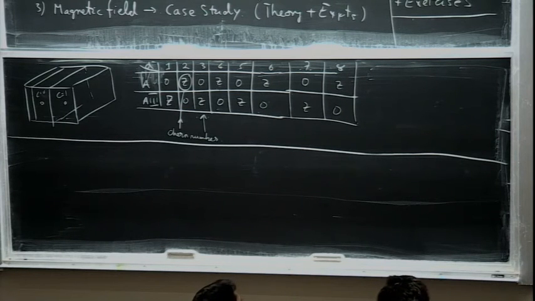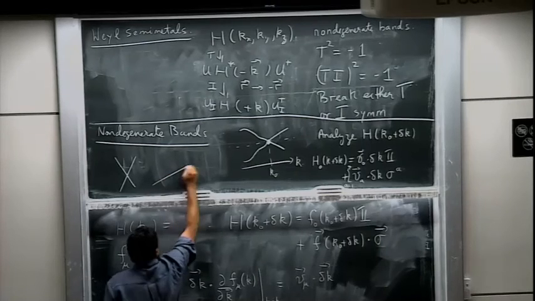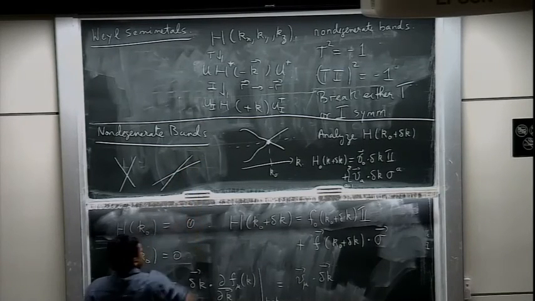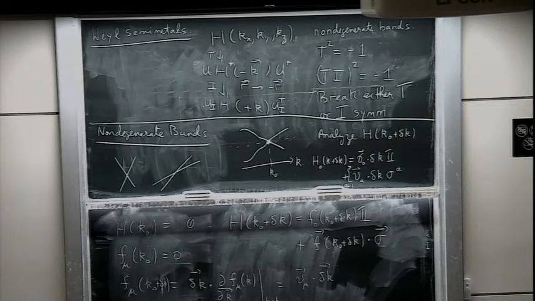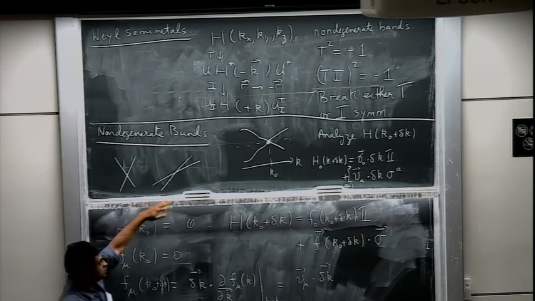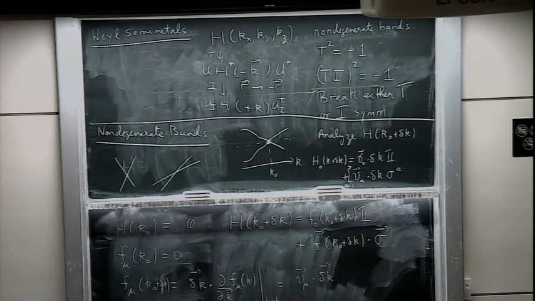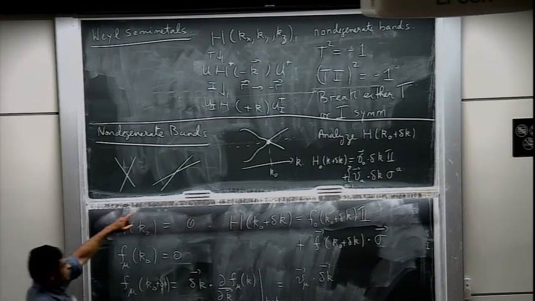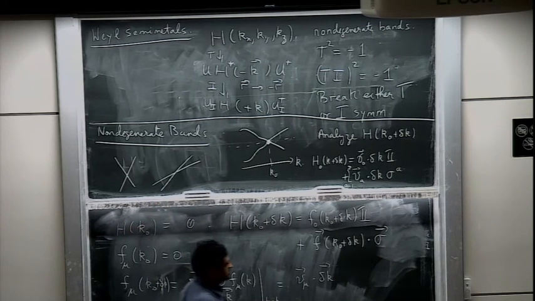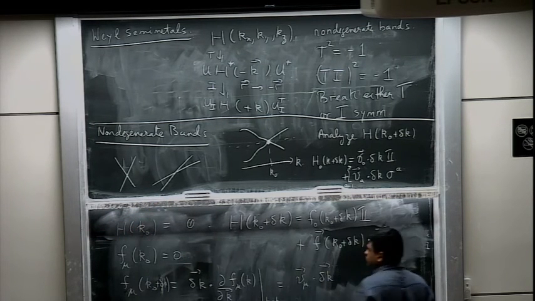imagine you keep tipping it, you get to a point where both of these velocities have the same sign. I don't know if I can draw it, but it's something like this. It has the same topology as a Weyl system, but this is called a type 2 Weyl semimetal. It'll have a different fermiology in terms of the Fermi surfaces and so on. So there's some recent interest in realizing systems that do that.